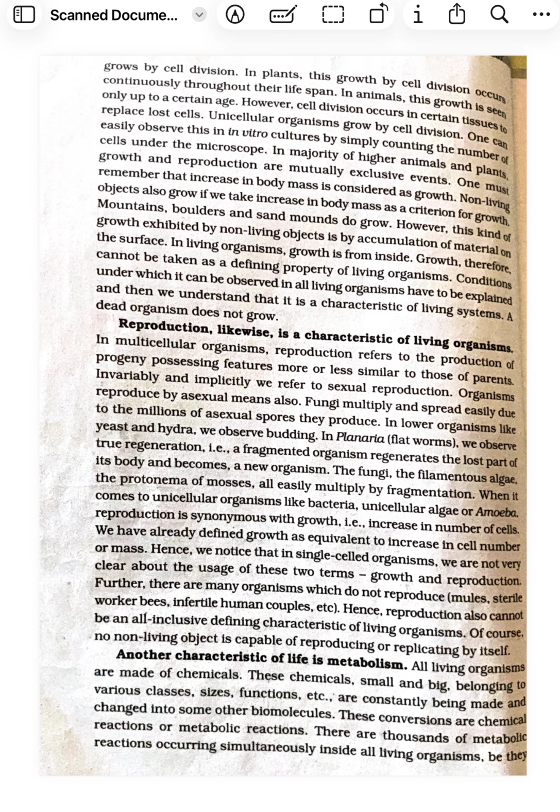Then what about the organisms which are unicellular? Mutually exclusive means both are separate. Growth and reproduction are not simultaneous. They are happening at different times. But in the case of unicellular organisms, growth and reproduction are mutually inclusive events. They are connected with each other.